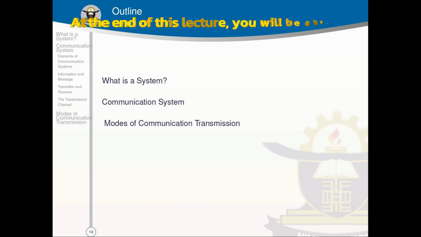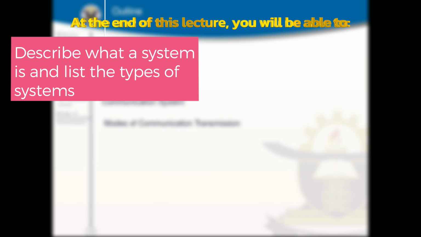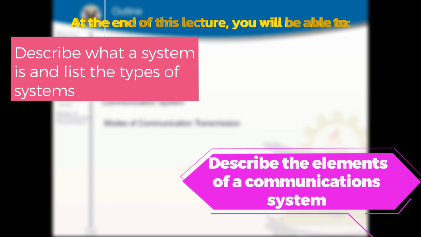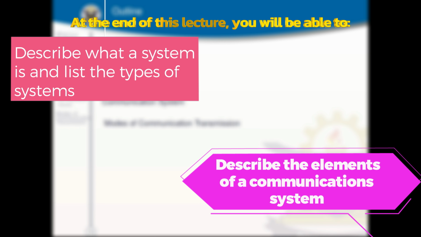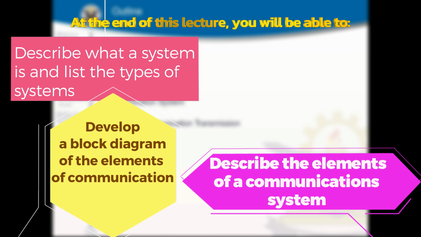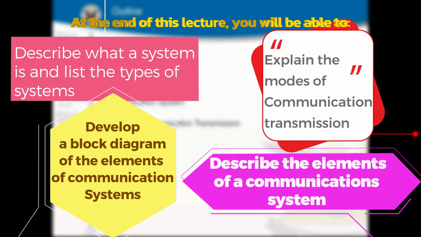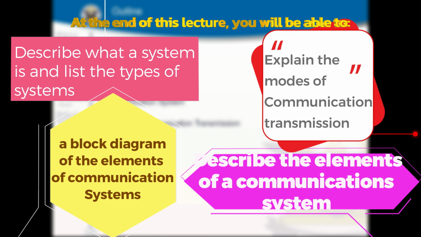At the end of this lecture, you will be able to describe what a system is and list the types of systems. You will also be able to describe the elements of a communication system, develop a block diagram showing the elements of the communication systems, and finally, you will be able to explain the modes of communication transmission.